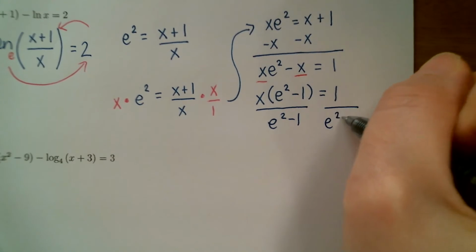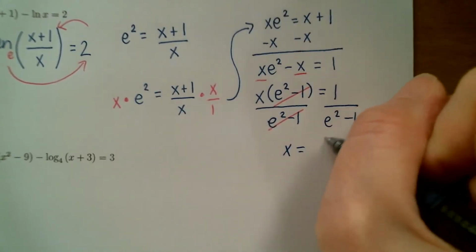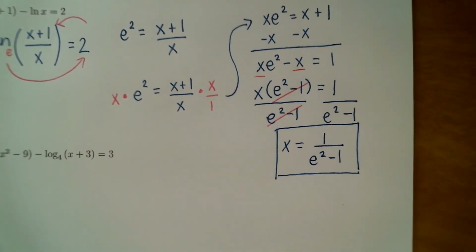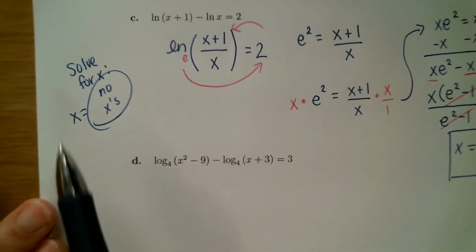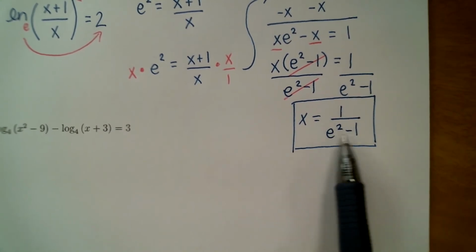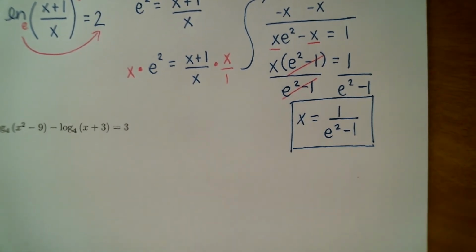And then these guys will cancel. And so x is equal to 1 over e squared minus 1. That's the answer. So you have solved for x. You've got x equals, and on the right side, you've got no x's involved. Again, this is just a number. It is an irrational number, because this is going to end up giving us a decimal that does not repeat or stop. So remember the directions said if you got a funky looking answer, we needed the exact answer, which is going to be this.